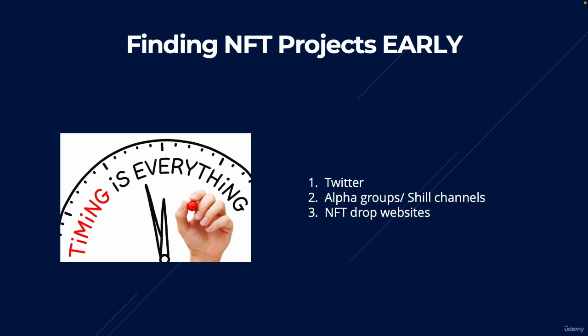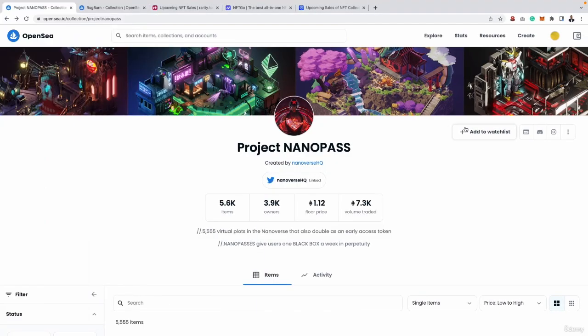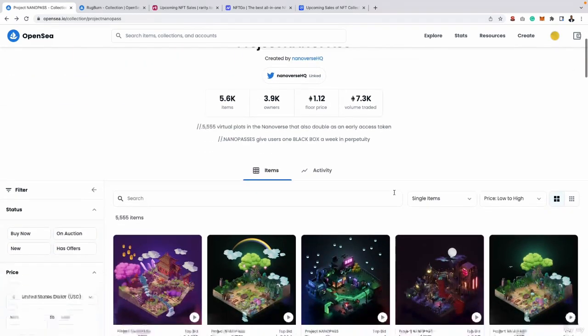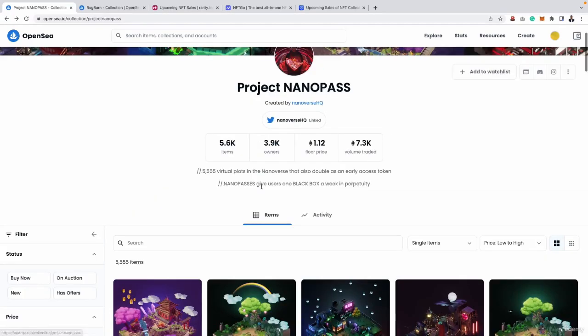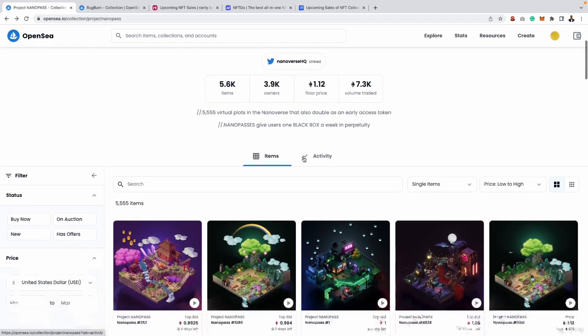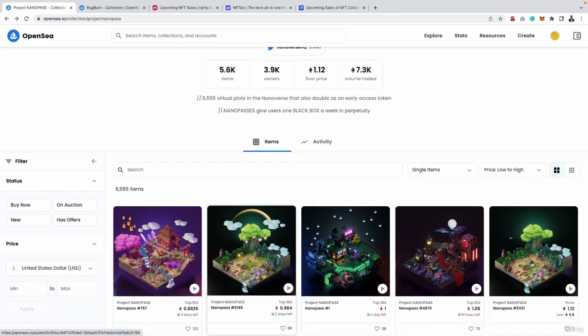However, a lot of these alpha groups are really expensive to get into. Let me give you 2 examples of 2 alpha groups. We have this one right here called Project Nanopass. You can see the floor price of this whole collection is 1.12 ETH, quite a lot of money, but essentially once you actually purchase one of the NFTs, you will get access to the private Discord, which is going to be the alpha group. Again, it's not really the best strategy for beginners as these cost a lot of money, and when you're just starting out, you might not have 1 ETH to invest to buy this NFT just to get access to the alpha group.